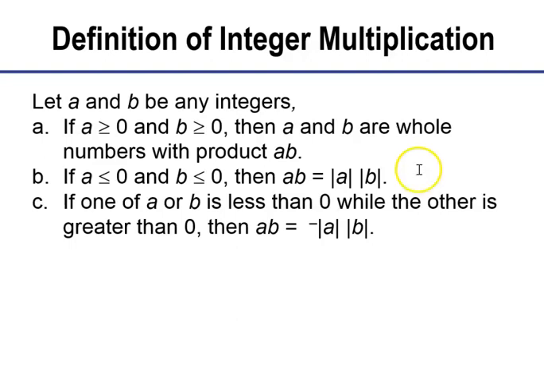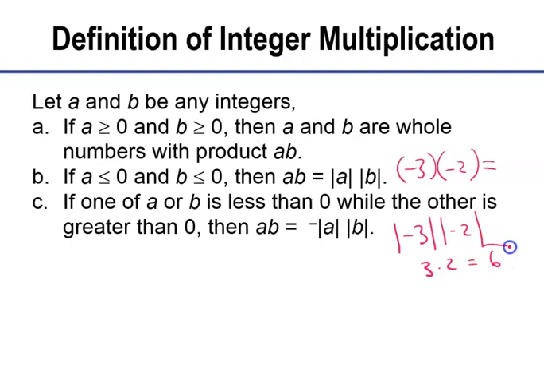So for instance, let's just do the problem we just did, right? Negative 3 times negative 2, we would take the absolute value of negative 3 times the absolute value of negative 2, which is really just 3 times 2, which gives us 6. So that's even another way to handle negative 3 times negative 2. But this is actually a definition rather than a model to explain why it's true.